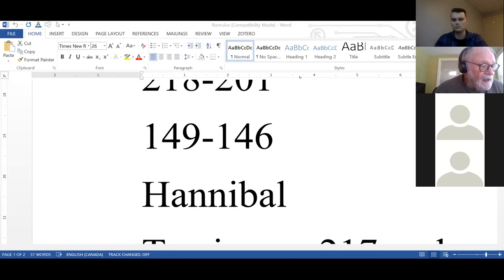And in two great battles, Trasimene and Cannae, Hannibal decimates the Roman army, and the whole of Italy is open to Carthaginian conquest. The Romans, the senators, are terrified. The southern part of Italy rebels against Roman rule. They say, "Viva the Carthaginians!" They go over to the Carthaginians.